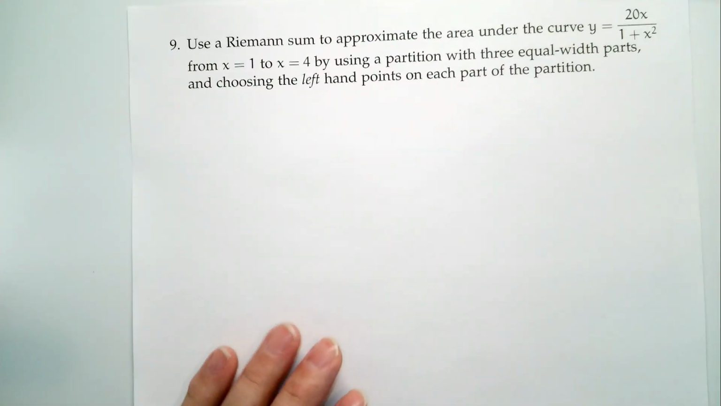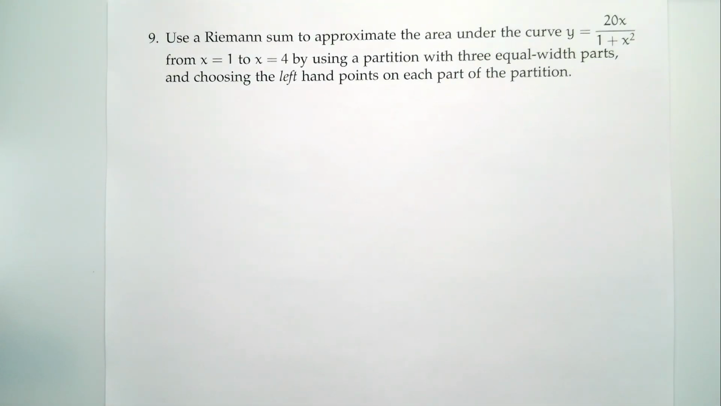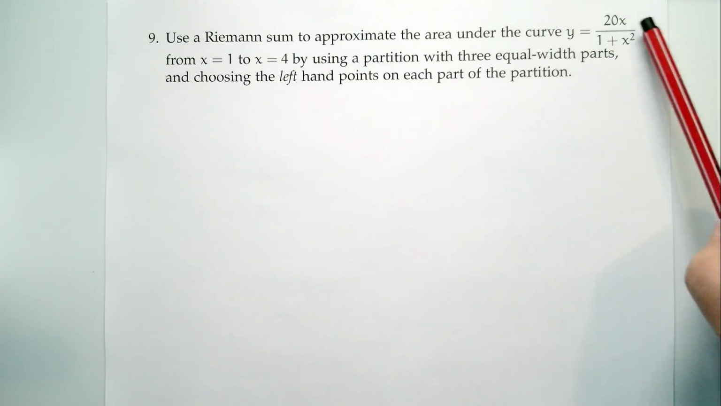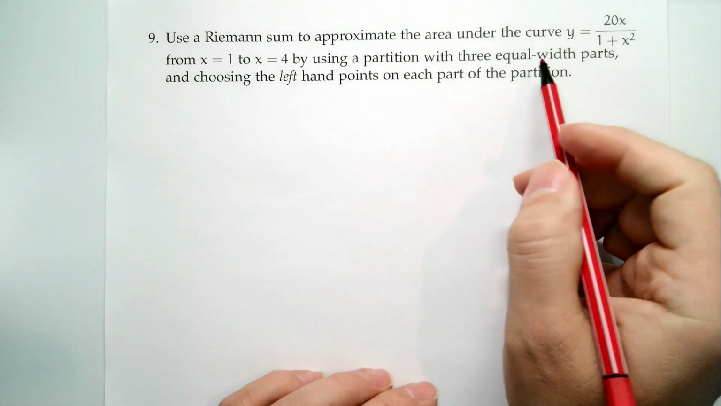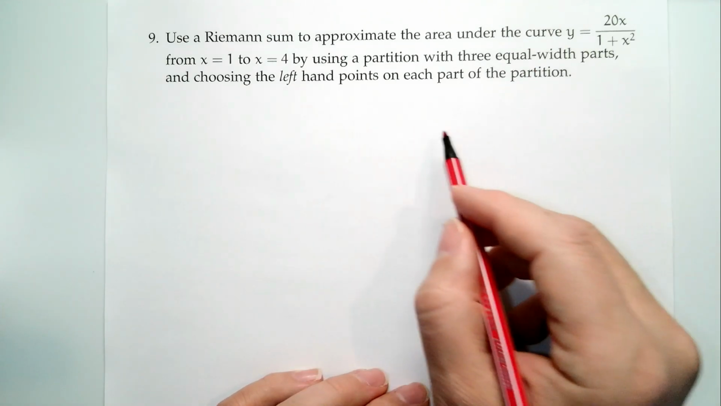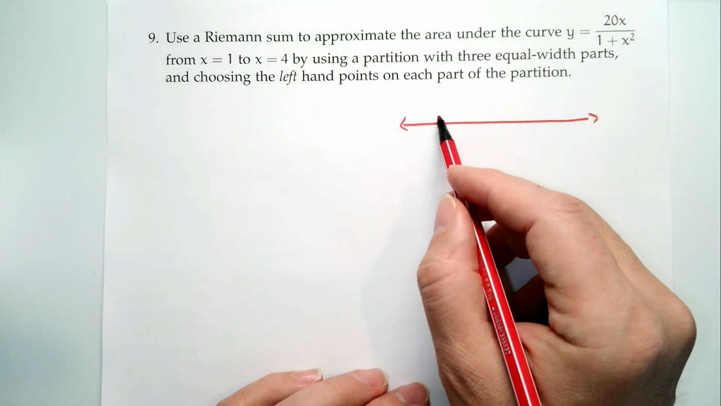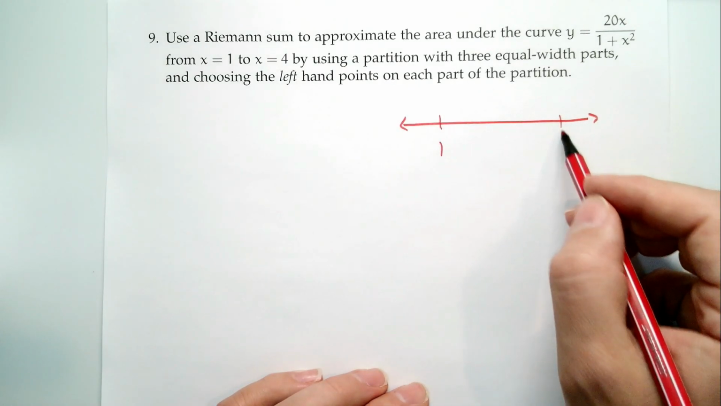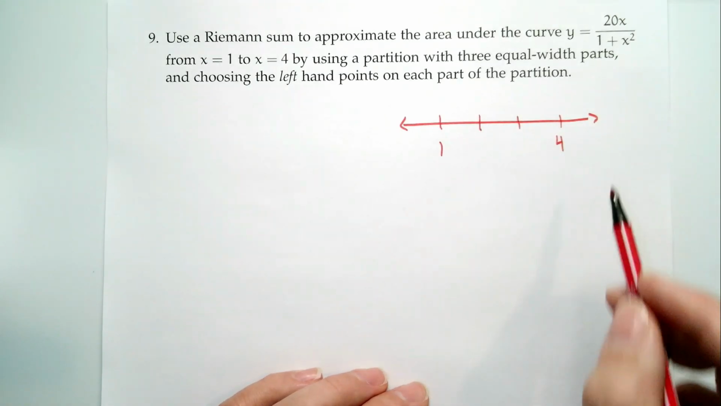Number 9. Use a Riemann sum to approximate the area under the curve y equals 20x over 1 plus x squared from x equals 1 to 4 by using a partition with 3 equal width parts. And now we're left hand. Okay, so again, I really don't need to draw the function. I just want to understand where I'm going. I'm going from 1 to 4. I'm going to break this into 3 equal parts.